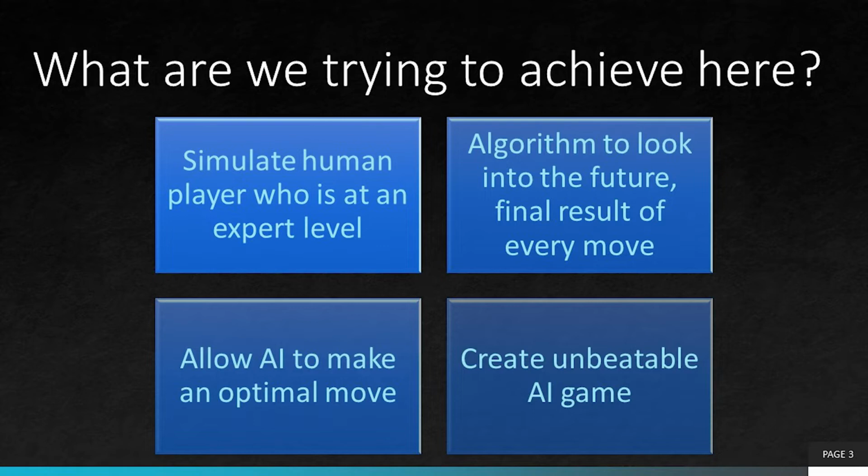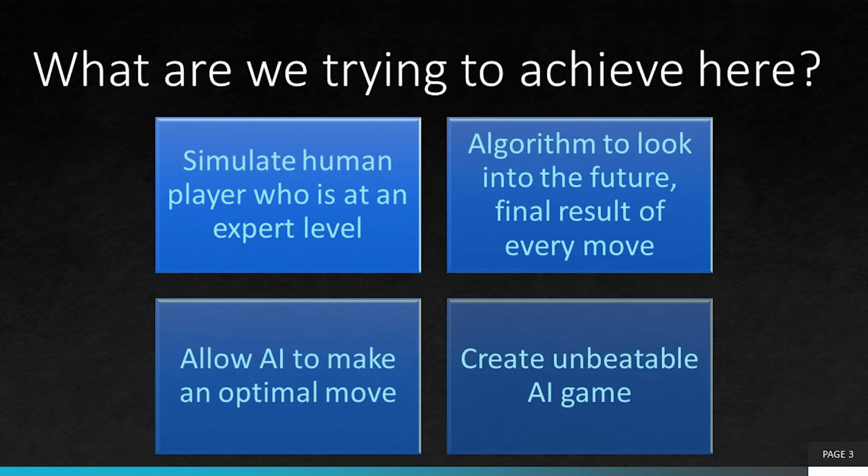Minimax algorithm allows AI to look into the future, to look into the final result of every possible move at every turn. Then it will tally the results of all the moves and decide which one of these moves will produce the most optimal result for the AI program. This is how we can make an unbeatable AI in a two-player adversarial game with Minimax algorithm.